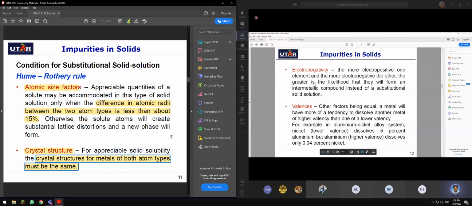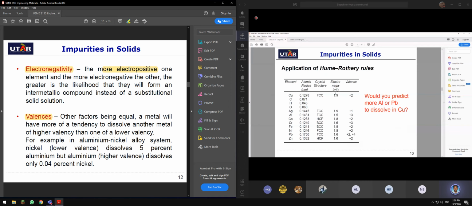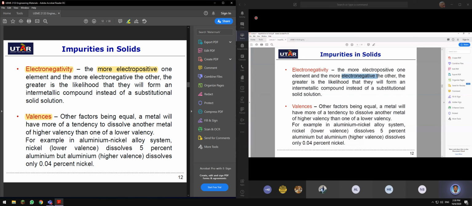Next, the electronegativity. The rule is: the more electropositive one element and the more electronegative the other, the greater the likelihood that they will form an intermetallic compound instead of a substitutional solid solution. So you need to have less electropositive and less electronegative. It means that the difference in electronegativity must be reduced. Then you can create the substitutional solid solution, which is an alloy.